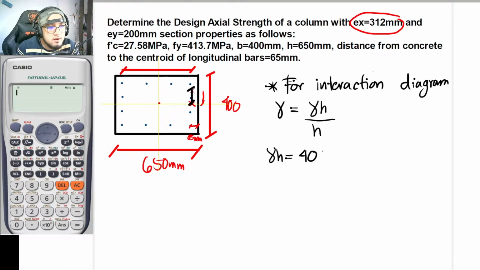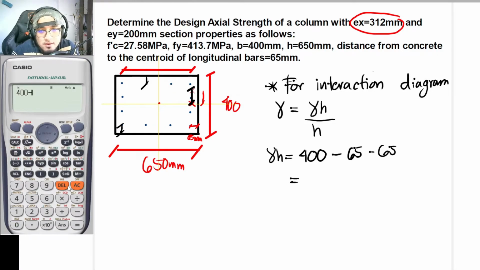So, 400 minus the effective concrete cover. So, when I say effective, that should be measured from the extreme concrete fiber up until the centroid of your steel. So, given naman dito, 65 daw. So, minus 65. Minus 65 ulit kasi two sides nga, no? So, bawas natin yan. Okay, so with that, looking at the calculator, 400 minus 65 minus 65, 270. So, 270 mm.